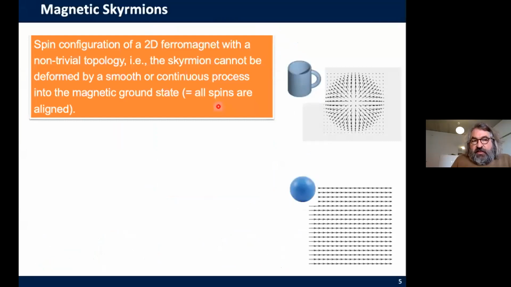The key point is that these skyrmions have a non-trivial topology, which means that the magnetization pattern cannot be continuously or smoothly deformed into the magnetic ground state, which is the state in which all spins are aligned. So we represent that by a coffee mug that cannot be deformed into a sphere here.